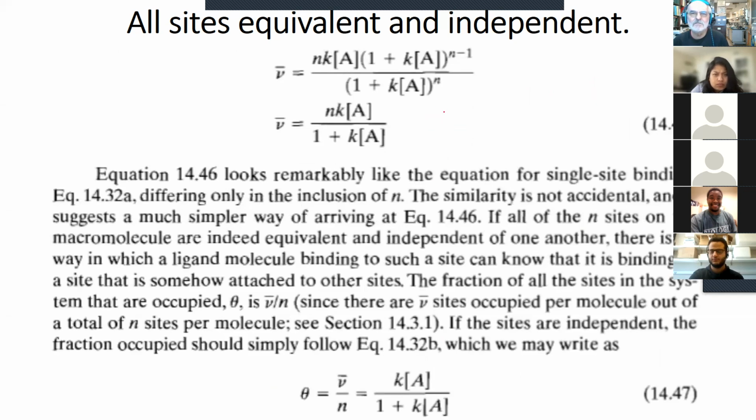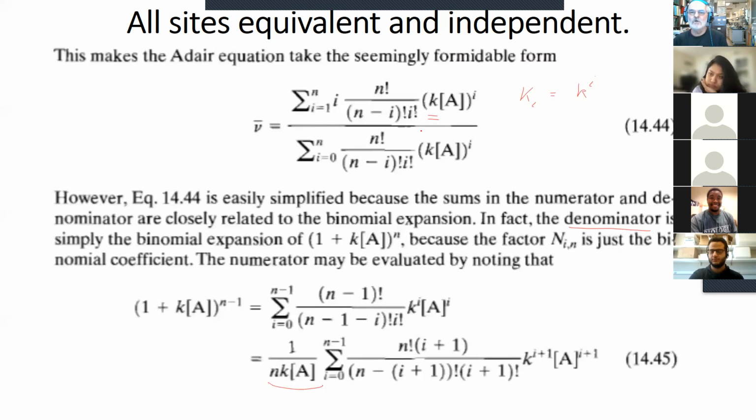And he redefines it so that the expression in the numerator ends up being written as nka times (1 plus ka) to the n minus 1. So look at that carefully and make sure that you can figure that out. All right. Does that make sense?